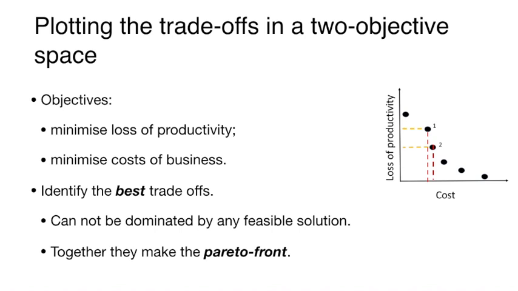When we identify such a set of solutions that cannot be dominated by any other feasible solution, we call such a set as the Pareto front. Now you may say, well, a solution that costs 0 and reduces the loss of productivity to 0 as well will dominate all these black points. Well, that is true, but that is not feasible.